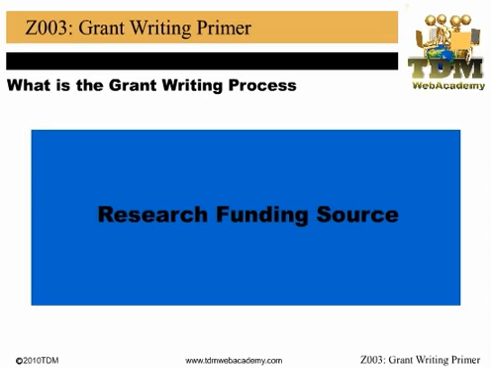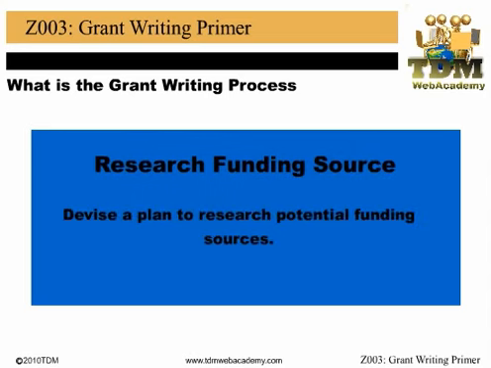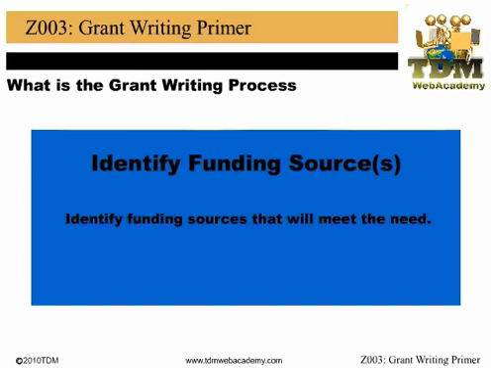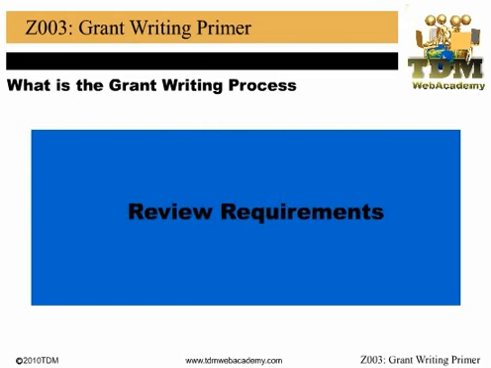Research funding sources. Once the need and business concept have been identified or defined, a plan can be put in place to research potential funding sources. It is recommended that you create a list of potential funding sources based on your business concept. Identify funding sources. Take the completed list and identify funding sources that will meet the need. If you're unsure, then it is recommended that you contact the funding source and discuss the project or program with the funder's representative.